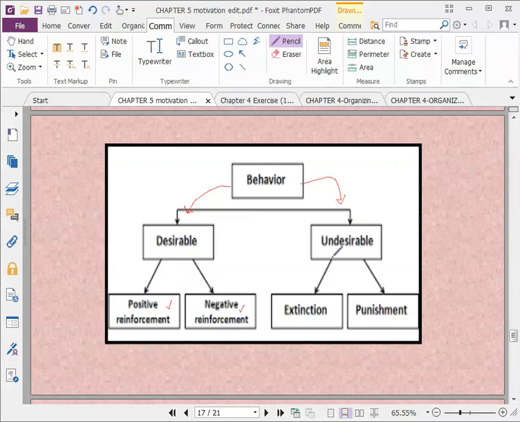But for undesirable maknanya ada employee tu dia melakukan sesuatu perkara yang tak sepatutnya dalam company, so dia akan dikenakan extinction ataupun punishment. Extinction and punishment. Okay, let's look more further. What is this?